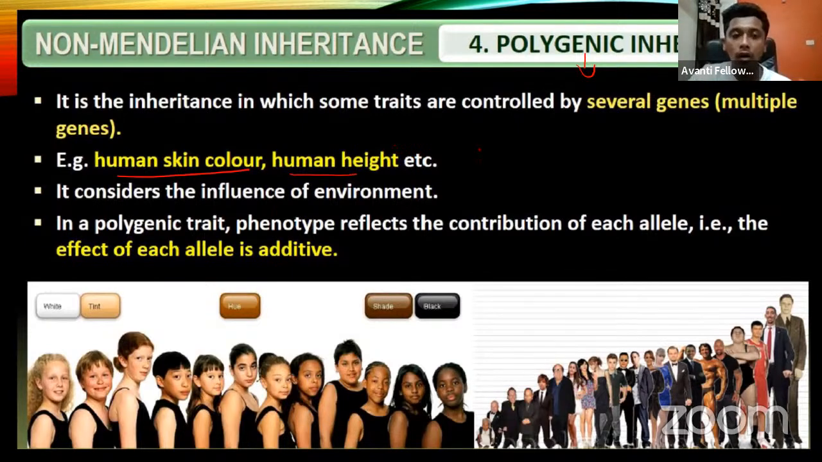So now, how is this particular trait, this particular character, expressed in so many variants? The answer is polygenic inheritance. What is polygenic inheritance? Poly means many, genic means genes. When several genes control a particular character, or an expression of a character, we call it polygenic inheritance. Now, basically, polygenic inheritance is very severely governed by environment.